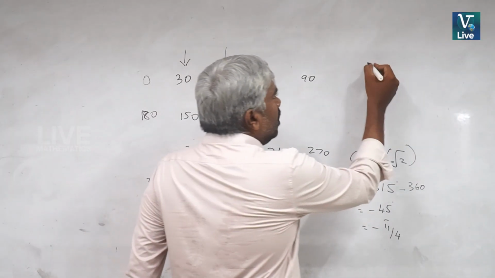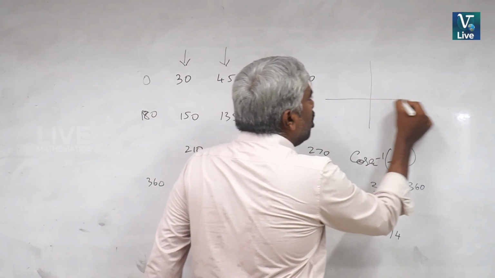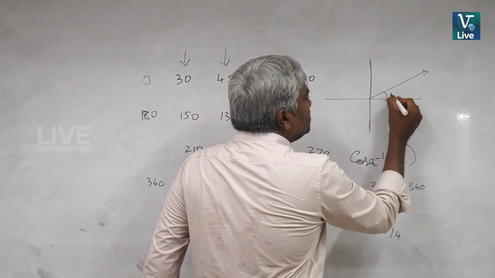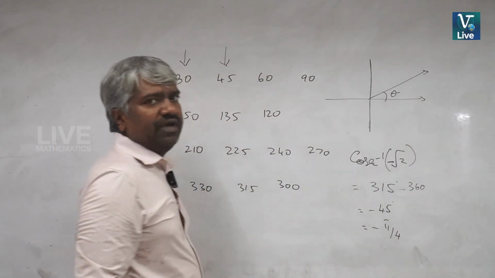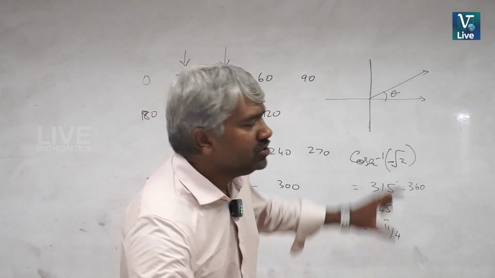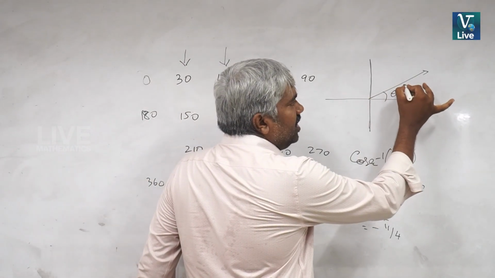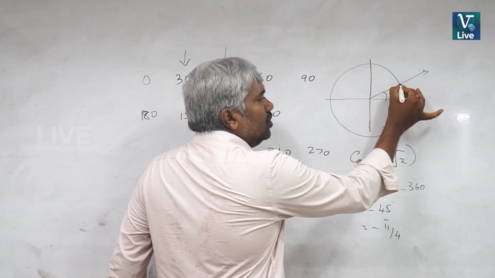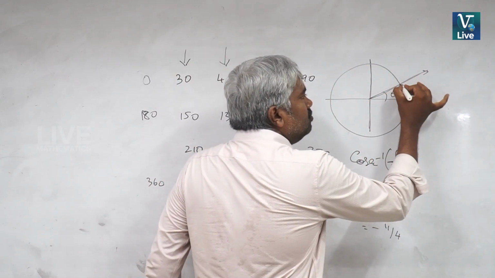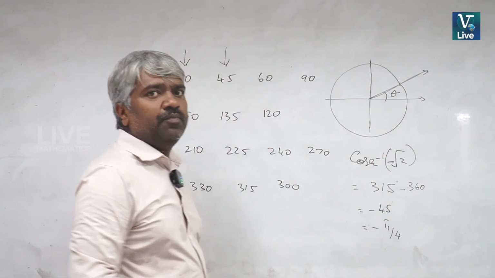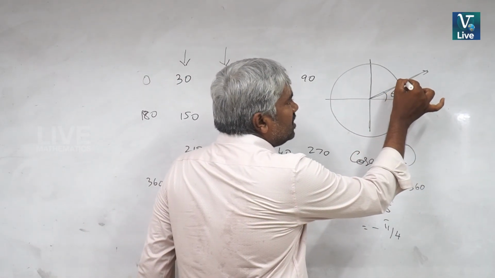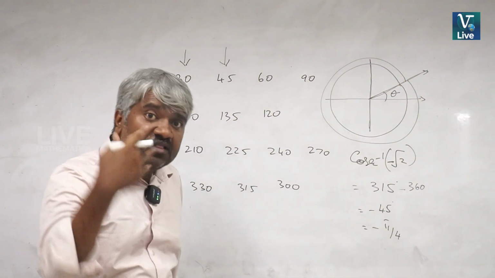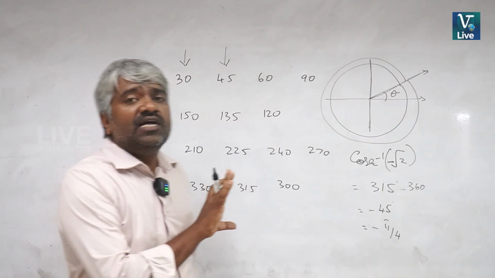Now I'll explain how this 360 will not affect your answer. Suppose I'm drawing a line which makes theta degrees with the positive x-axis. Now suppose I add 360 degrees to this line. After a rotation of 360 degrees, the point comes to the same starting point. If you subtract 360, it will come back to the same point. So when you add or subtract 360, your answer will never change.